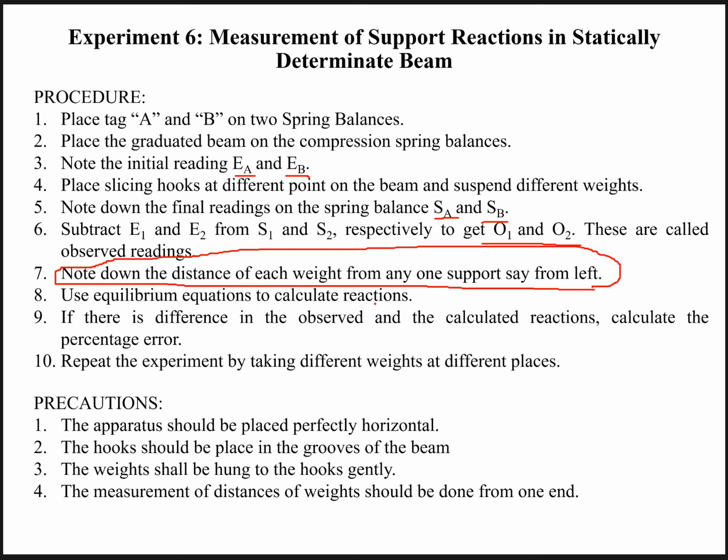Then use equilibrium equations to calculate the reactions. If there is a difference in the observed and calculated reactions, calculate the percentage error, and then repeat the experiment by taking different weights at different places.